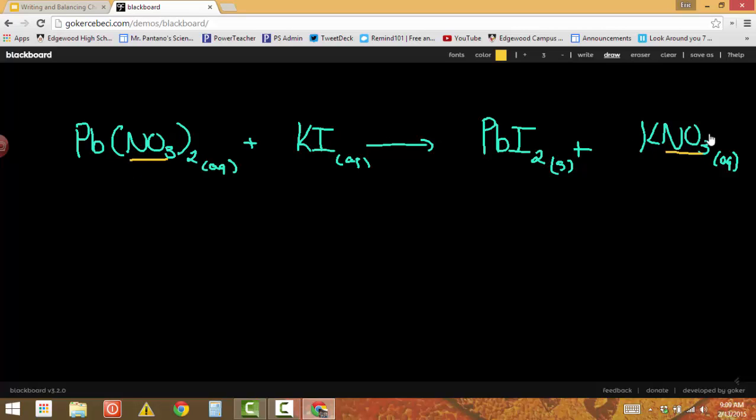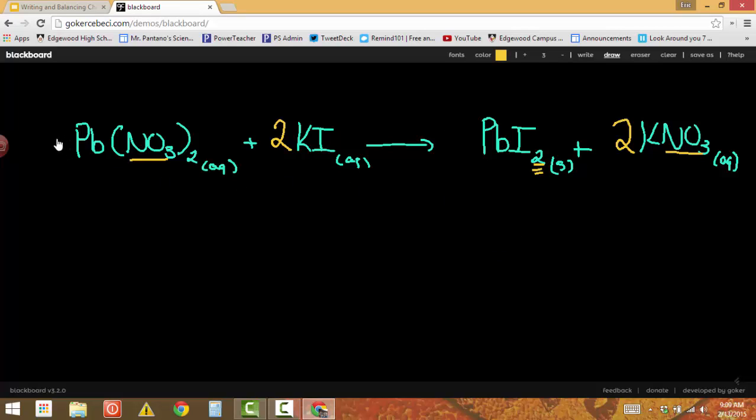There's only 1 nitrate over here. So if I put a 2 in front of KNO3, the 2 multiplies by the whole NO3, and it gives me 2 of them, which matches the 2 that are over here on the reactant side. By doing that, though, I've also added 2 potassiums to this side, and there's only 1 over here. So I'm going to put a 2 in front of the potassium iodide to give me 2 potassiums. That also gives me 2 iodines, but that's okay because I need 2 iodines over here.